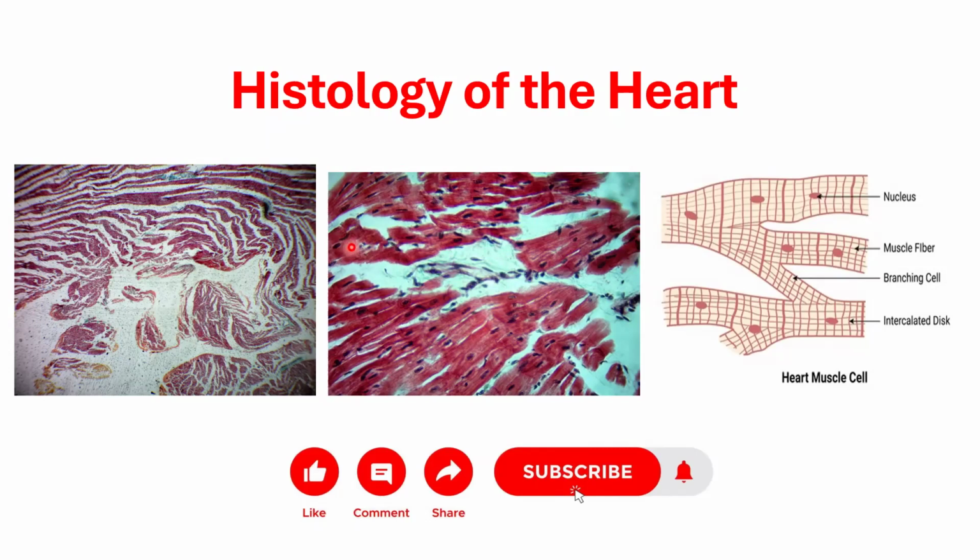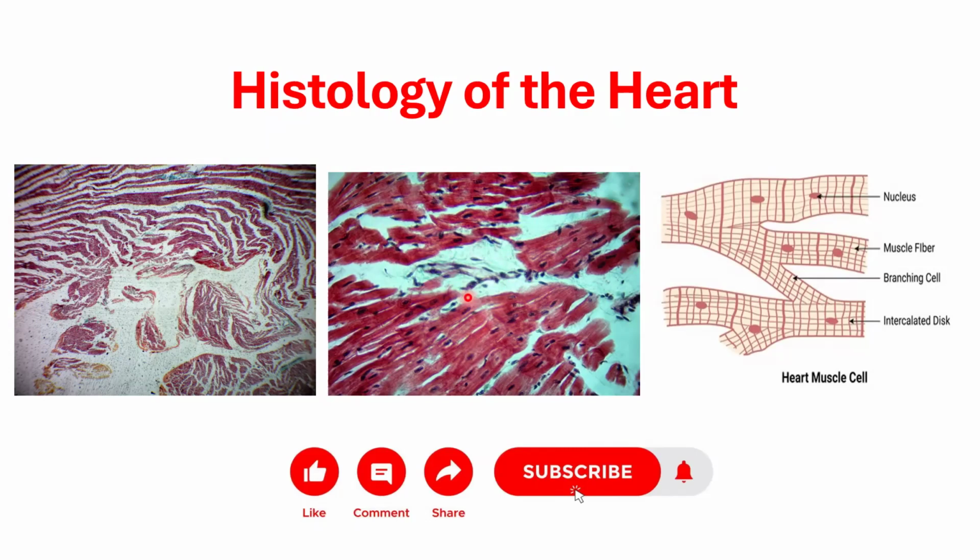You'll have uninucleated or binucleated cells. For example, you can see this one here, presence of uninucleated cells, with interconnected fibers. You can see one here, another one here. Then there is presence of branching. You can see here, the branching is present.